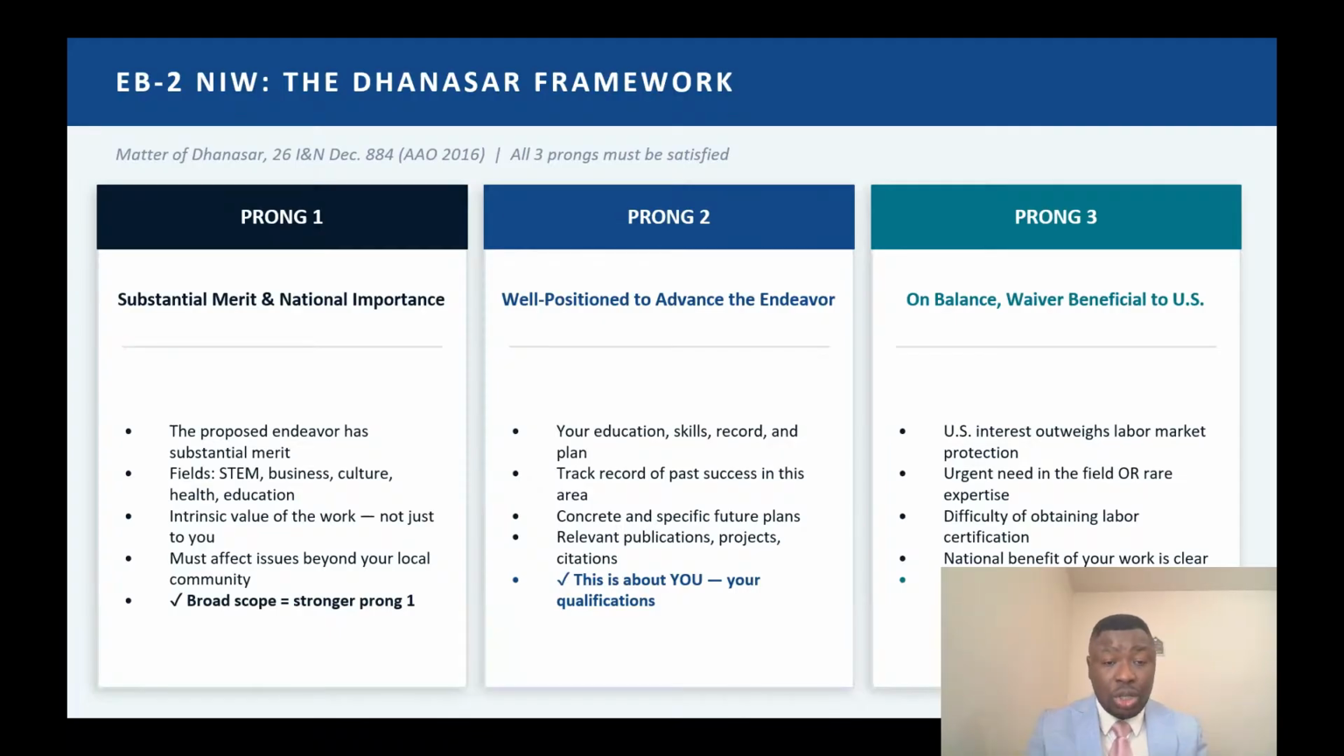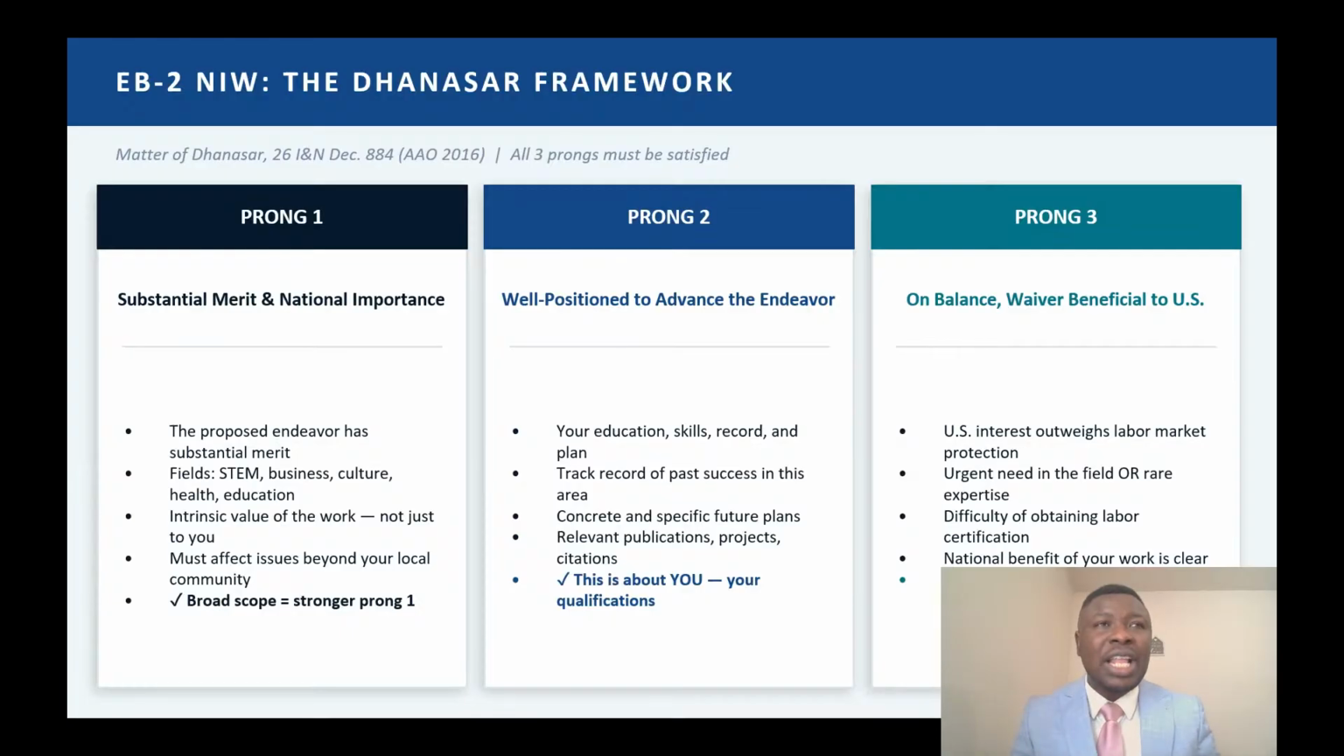Then once you are done with that, you have established your eligibility. Then we look at your proposed endeavor. What do you want to do in America? What does America stand to gain by giving you a green card? That is what your proposed endeavor does, which is a specific activity that you would like to carry out in the United States. All right.